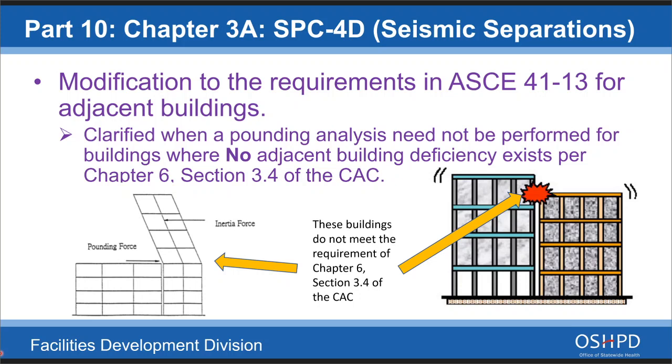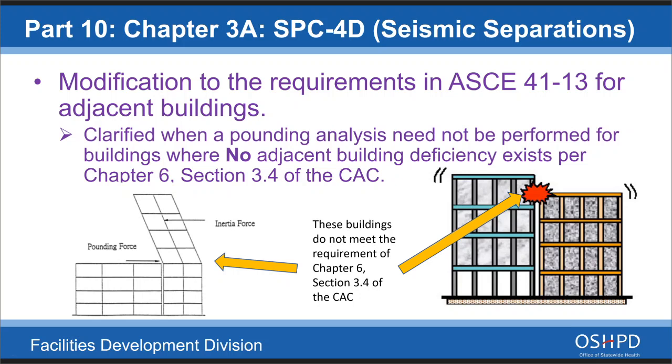These are basically adjacent buildings, which we want to make sure that if you have a building that is SPC1 or SPC2, and you're trying to upgrade that building to an SPC4D performance category, then there is an adjacent building check that needs to be verified. And sometimes we find that we have all these buildings adjacent to each other, and they may not meet the adjacent building criteria that is specified in the California Administrative Code. And you said, okay, if you don't meet those criteria, then what do you do?